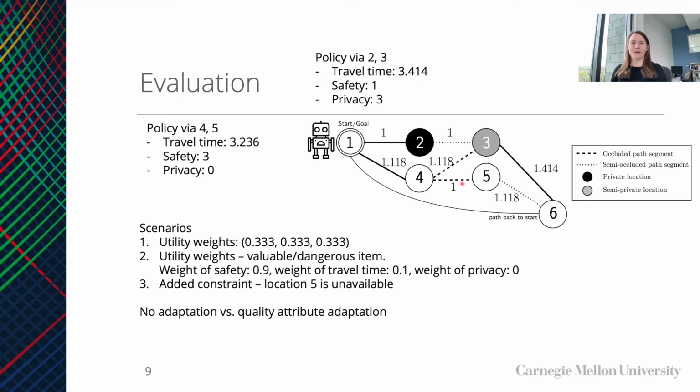And then we have a third scenario in which an added constraint has to be considered, in this case that a location becomes unavailable because a human is entering the map. And we're looking at what the calculated utility values will be in the case of no adaptation versus in the case in which we use the system to adapt quality attributes at runtime. And then for these different scenarios, you can see the details in the paper. We calculated which policy is optimal of these three that we have here and what is its utility value.